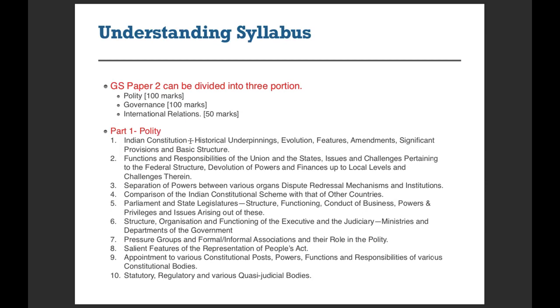So for our purpose, part 1 polity includes basically the Indian constitution. What is our constitution, how it has developed, the historical underpinnings, how the Indian constitution evolved from the 1935 Act to the final culmination on 26th November 1949. Then it includes the fundamental rights, directive principles of state policy, various amendments of the constitution, the significant provisions, and the basic structure doctrine which was envisaged by the Honorable Supreme Court on 24th April 1973.